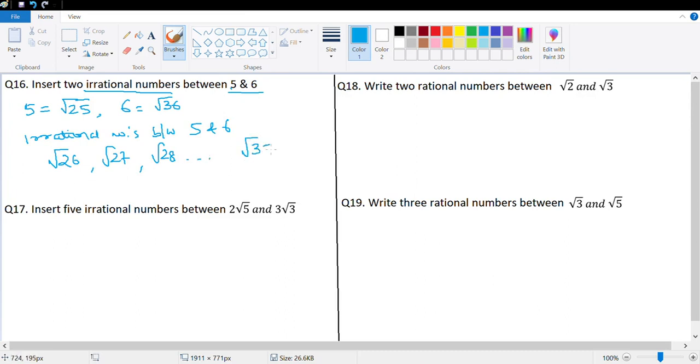We need to insert 2, so we can look at root 26 and root 27. Next, let's look at inserting 5 irrational numbers between 2 root 5 and 3 root 3. Exactly a similar question as 6.